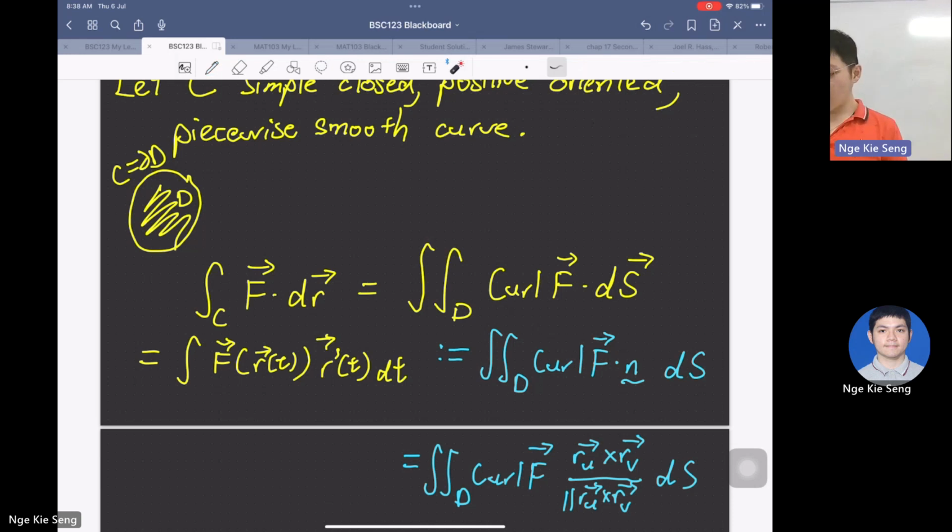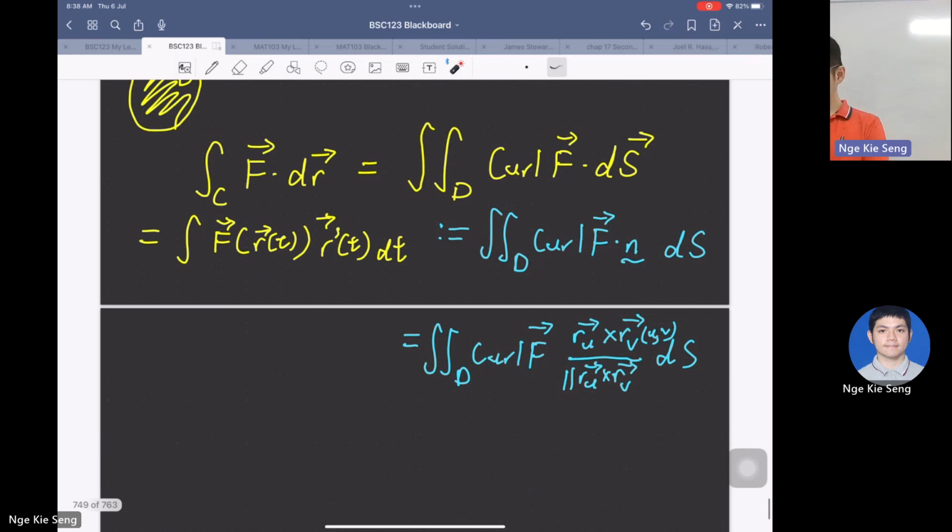But don't confuse the r and the r here. The r on the right hand side is parameterizing a surface, so this r has two variables, while the r on the left hand side only has one variable. These two r's are different. Last time we got stuck here, or not we, I got stuck here, because I have an extra length here. So what to do? Actually, we forgot something.